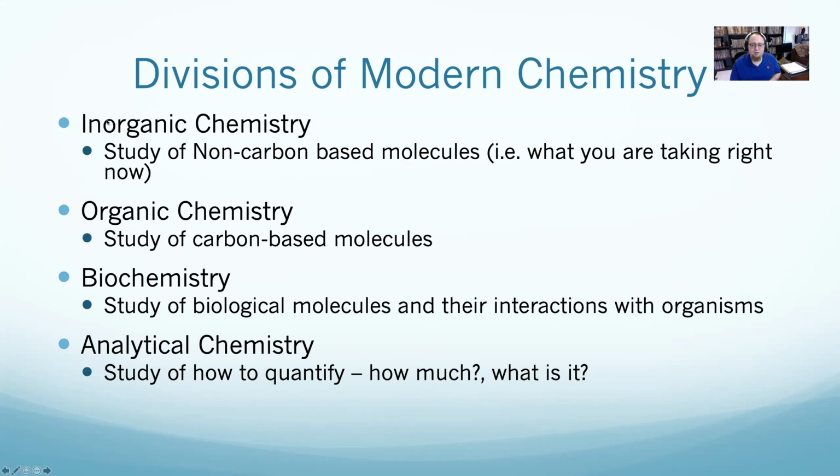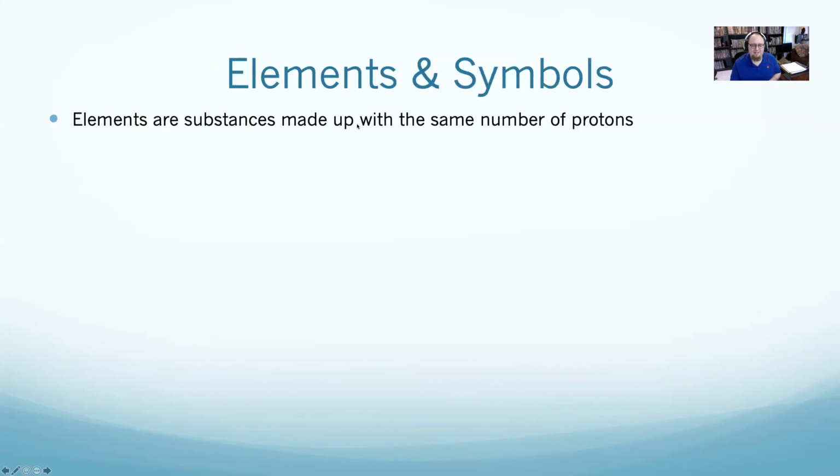The first bit is we're going to talk a lot about elements. An element is a substance made up with the same number of protons. And I forgot I had to pull out my periodic table. What I mean by that is in any given atom, you will have a certain number of protons and electrons and neutrons. We talked about this last chapter in detail. Sorry, I'm trying to find my periodic table as I talk. And when we talk about an element, what we mean is that the number of protons is just set.